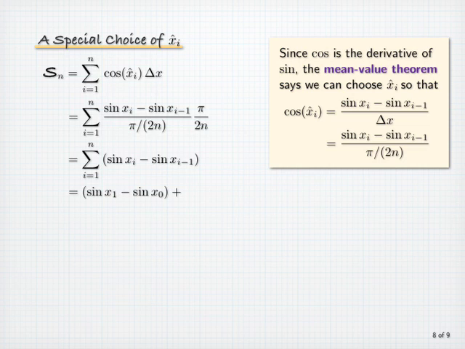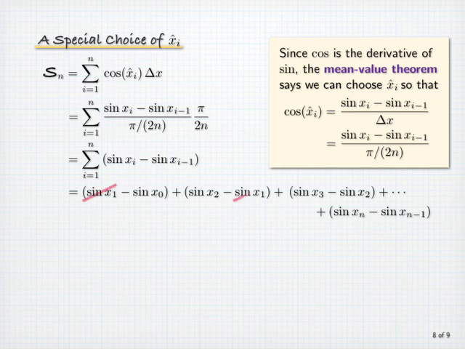The first term is the sine of x1 minus the sine of x0. The next term is sine of x2 minus sine of x1. The third term is sine of x3 minus sine of x2, and so on. And the last term is the sine of xn minus the sine of x_{n-1}. Now let's notice that this simplifies a great deal.